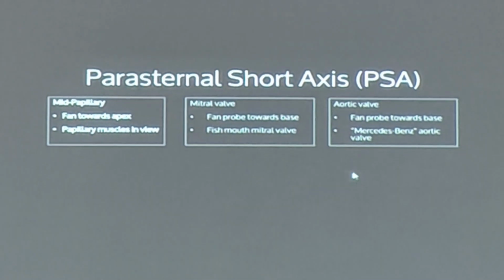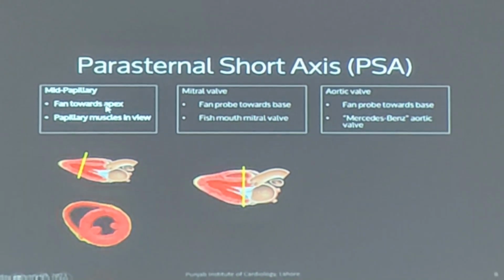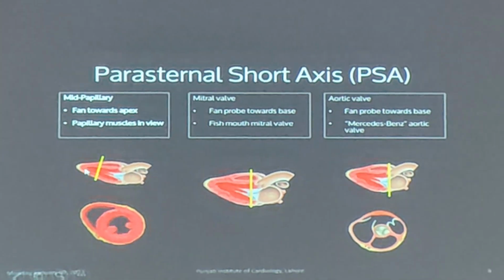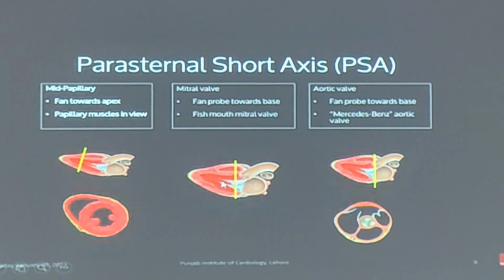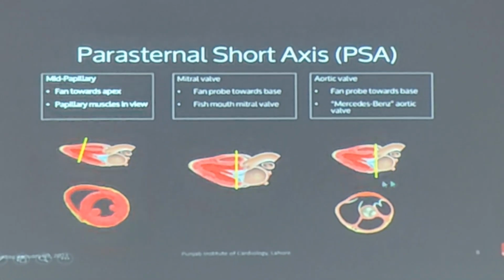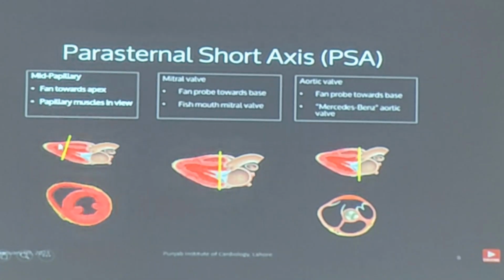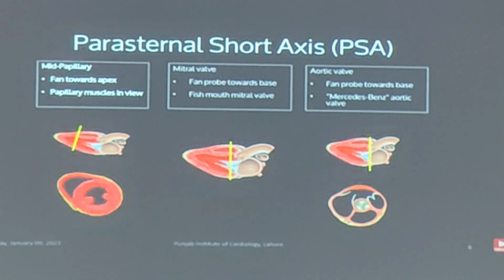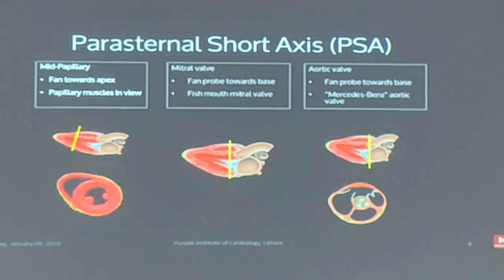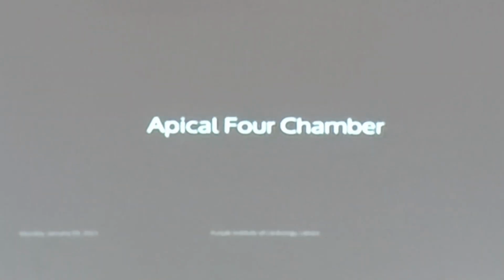To make it easier, we have three levels of this parasternal short axis view. This is the apical level. This is the mid papillary level. This is the mitral valve level, and this is the aortic level. If we go further toward the apex, we will see the apical view of the heart, which is very good and gives you estimations about the movement of the apex of the heart. Then the apical four-chamber view.